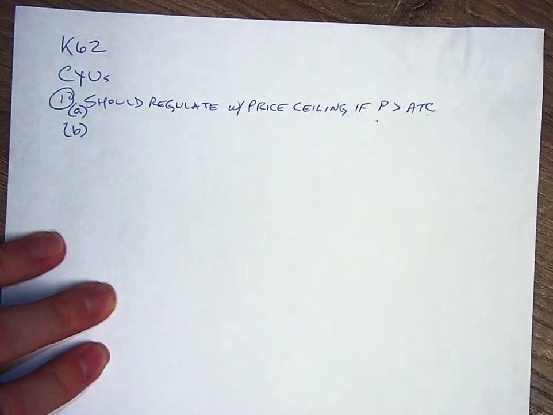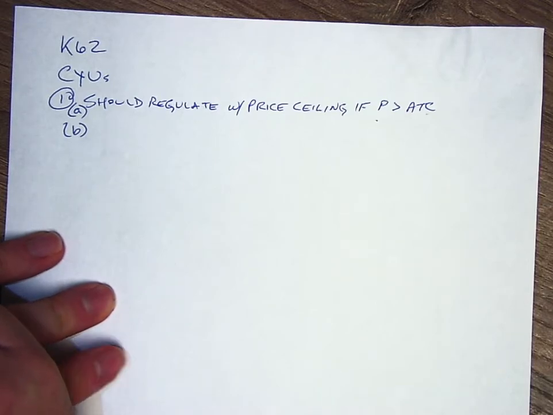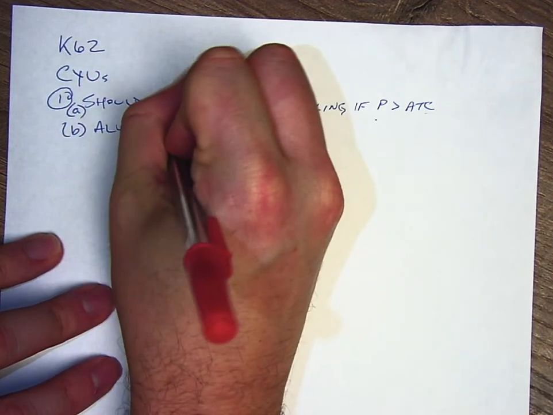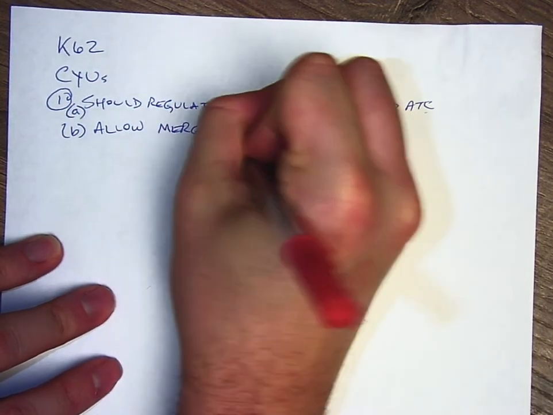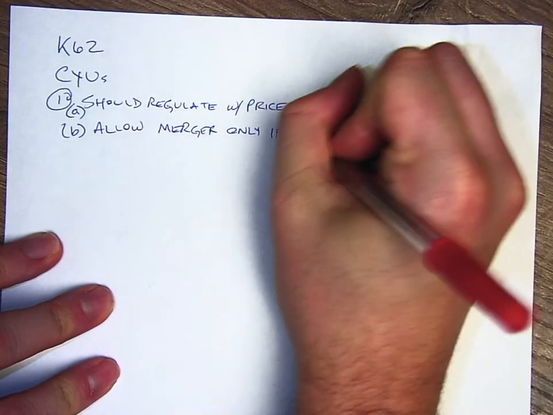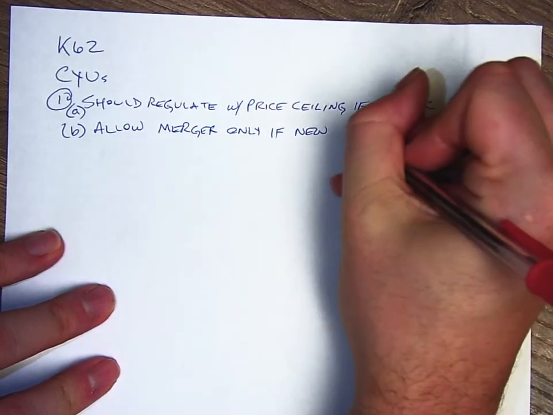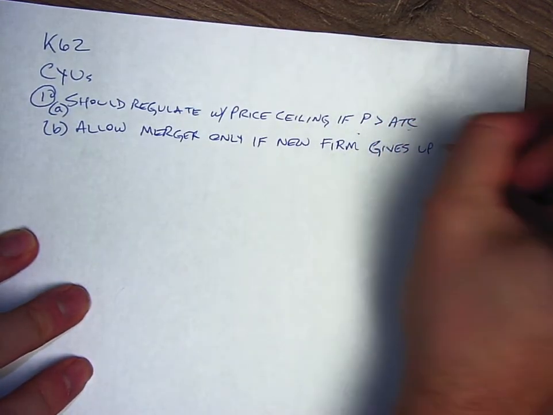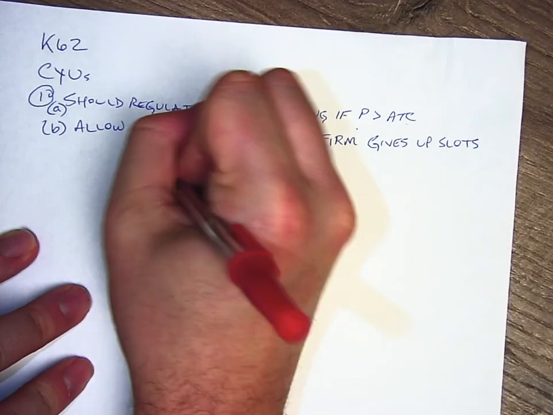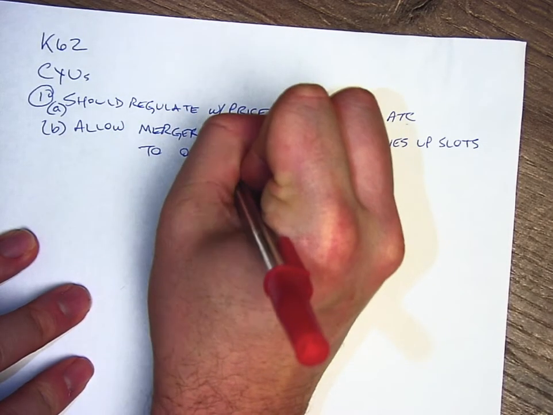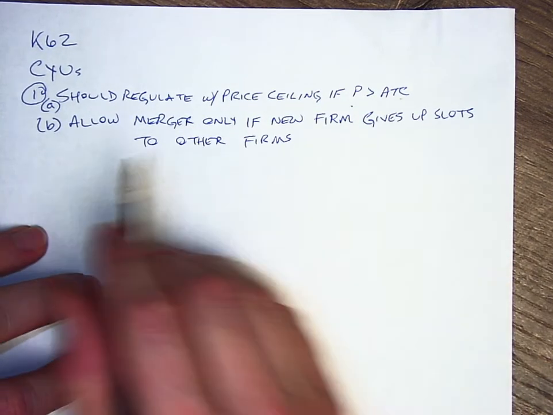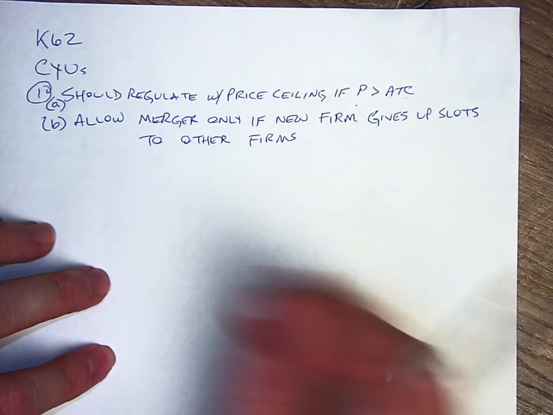to fly to Alaska but need allocated landing slots to do so. And this is true that airlines do need landing slots in airports. And we would say allow the merger only if the new merged firm, the new monopolist, gives up slots to other firms. So we would say you can't do that unless you give up some of the slots to the other firms, and that would promote competition.